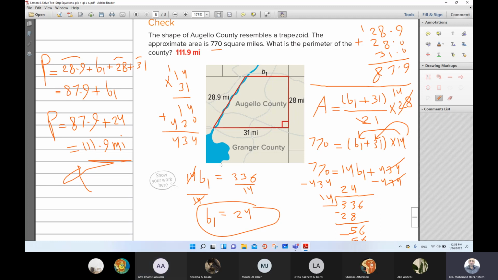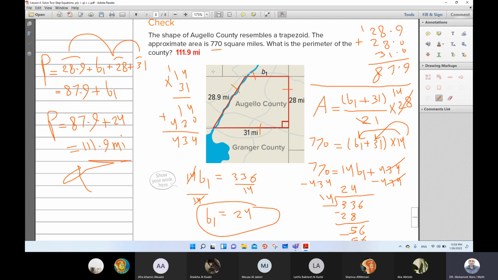In this question, we want to find the perimeter of this ship. The perimeter of any ship, add all sides. Take this side plus this side plus this side plus this side. So this side we have 28.9 plus this side B1 plus this side 28 plus this side 31. We cannot add all terms because here we have different terms. We can add the like terms, the constant. So this term plus this term plus this term equal 87.9 plus the different term B1.